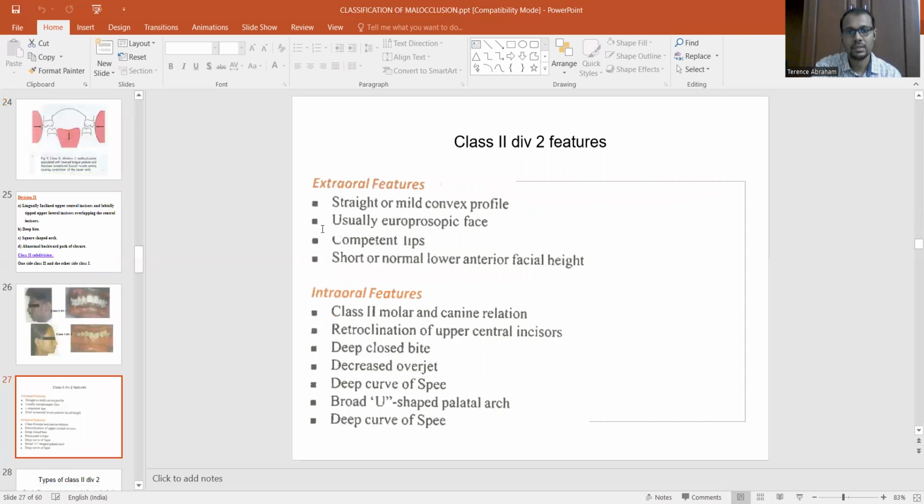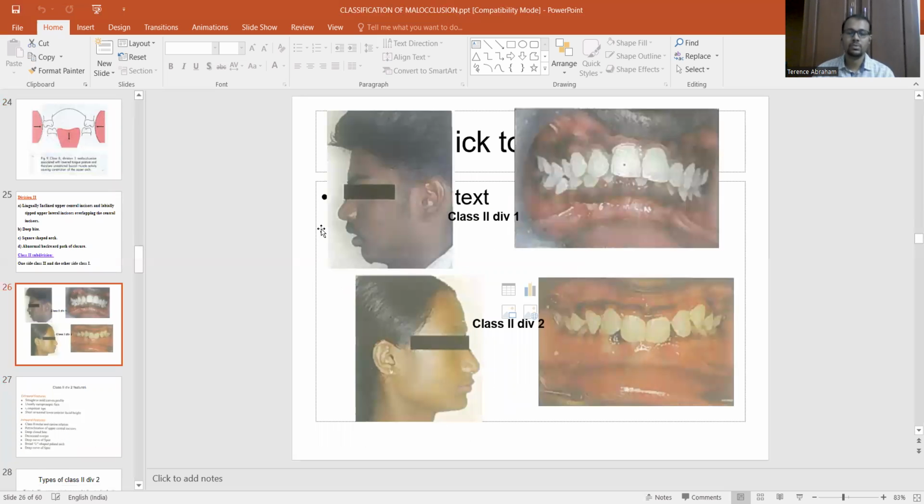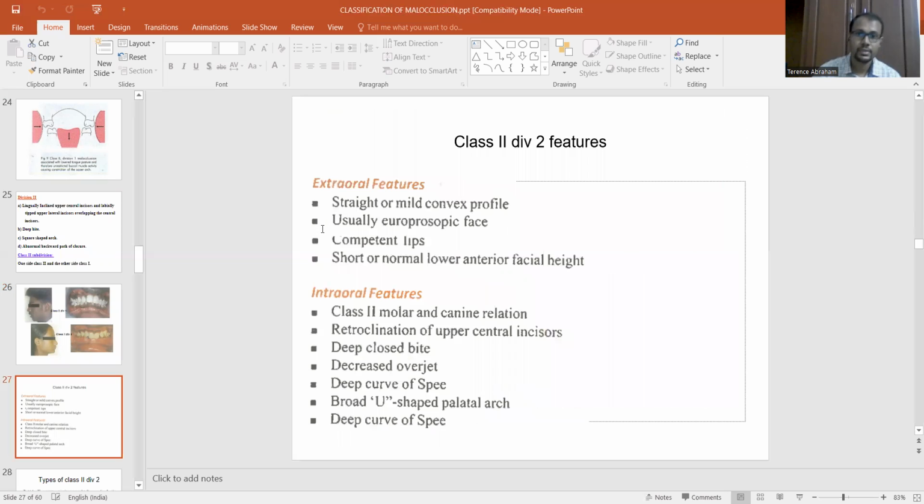Coming to class 2 division 2. In the class 2 division 2, in the figure below, the figure of that lady or girl, you can see class 2 division 2. That means a slightly mild convex or almost straight profile. There will be competent lips. Lips are competent. There are not many muscular abnormalities. So mild square face, euryprosopic face, competent lips, facial height is normal.